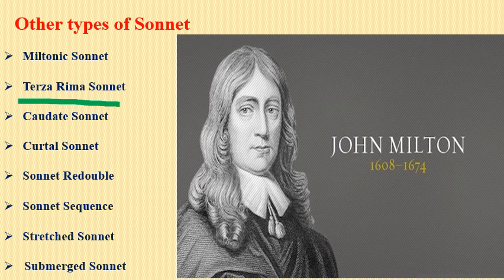Sonnet redouble is to be noted because it is called the crown of sonnets. This is more important. It is called the crown of sonnets because it is composed of 15 sonnets that are linked by the repetition of the final line of one sonnet as the initial line of the next sonnet. This is a notable one. You can find this example in Marilyn Nelson's A Wreath for Emmett Till. And next one is sonnet sequence.